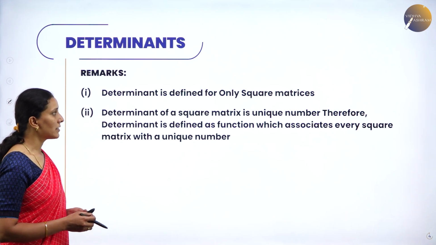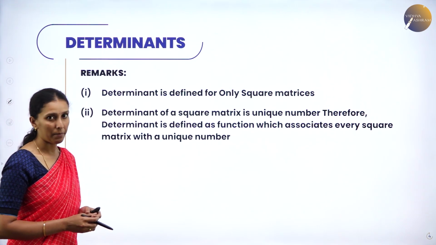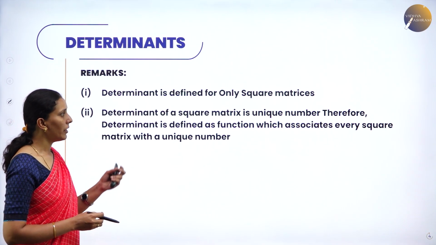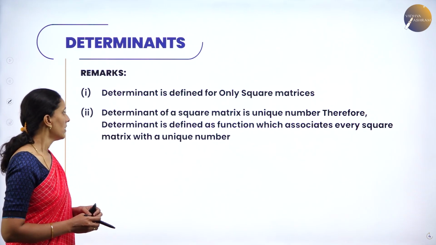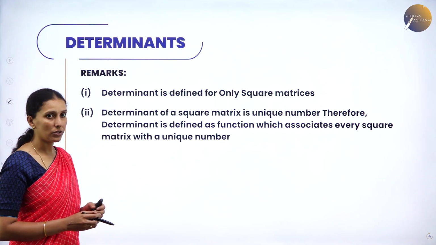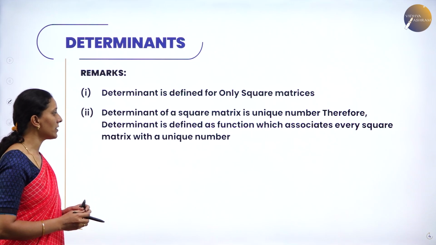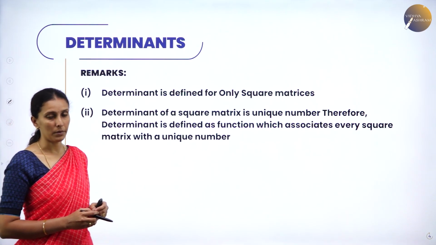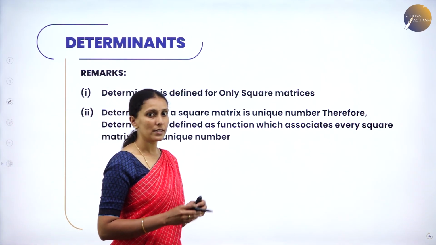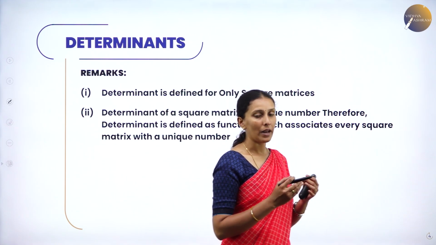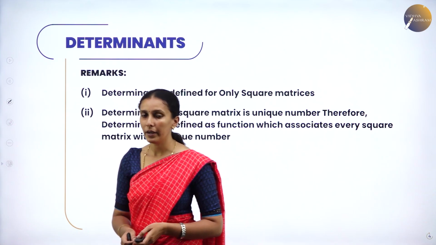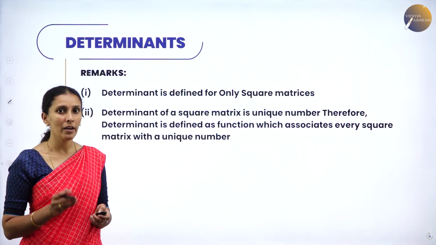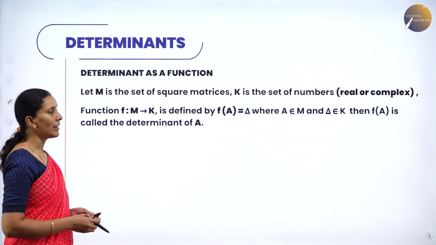A determinant is defined only for square matrices. So, determinant of a square matrix is unique for a given square matrix. So, it is also defined as a function which associates every square matrix with a unique number. So, for every square matrix, a unique value can be defined and that value can be called the determinant of a given square matrix. Determinant as a function.